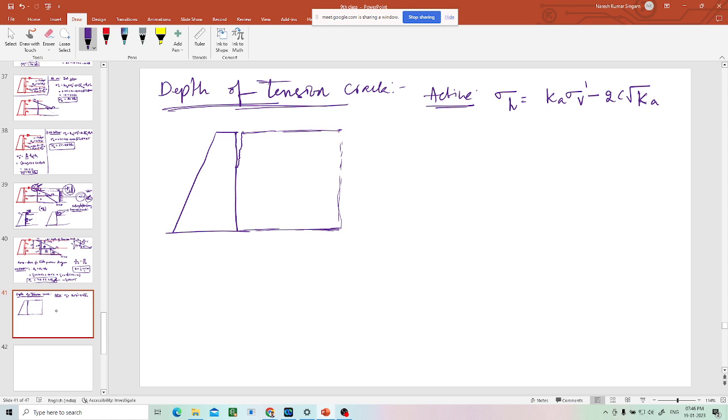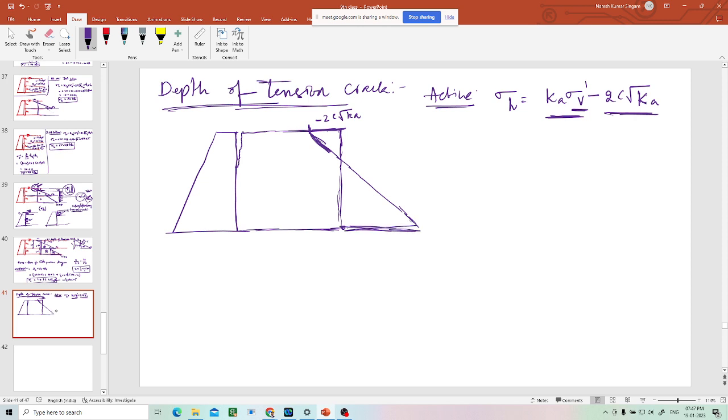Now what is the diagram for this? At the top, of course, sigma v is 0 because gamma into h is 0. So obviously in active earth pressure, you get minus 2c root Ka at the top. If this is the 0 line, you will get minus 2c root Ka at the top. After some depth it will become positive, because this value is more than this. Let us say at this depth it is some positive value.